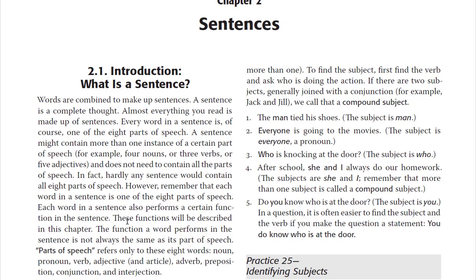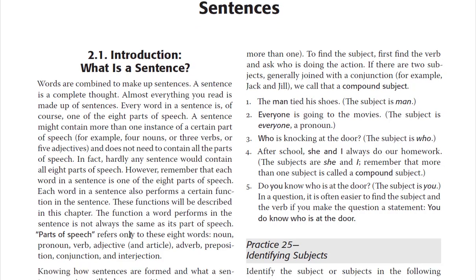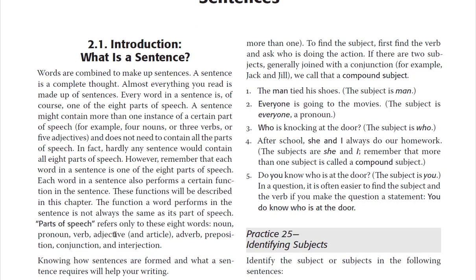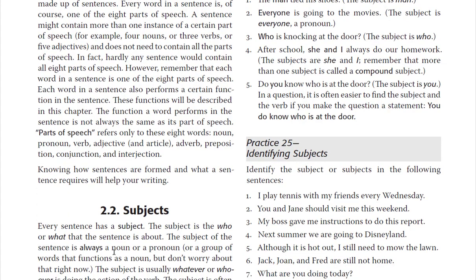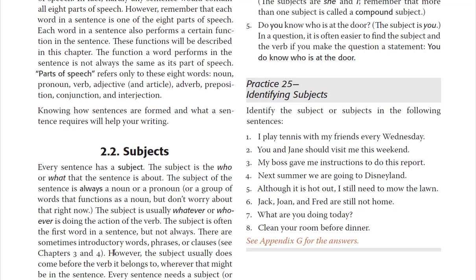Each word in a sentence also performs a certain function in the sentence. These functions will also be described in this chapter. The function a word performs in a sentence is not always the same as its part of speech. Parts of speech refers only to these 8 words: noun, pronoun, verb, adjective, article, adverb, preposition, conjunction, and interjection. Knowing how sentences are formed and what a sentence requires will help your writing.